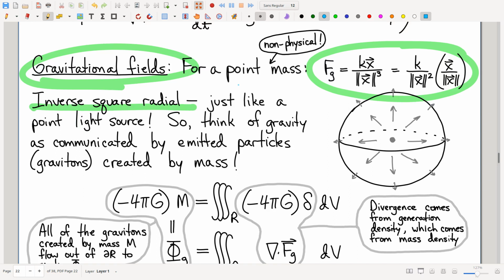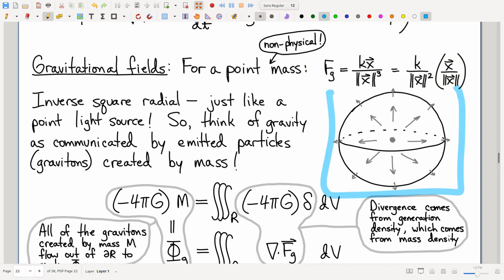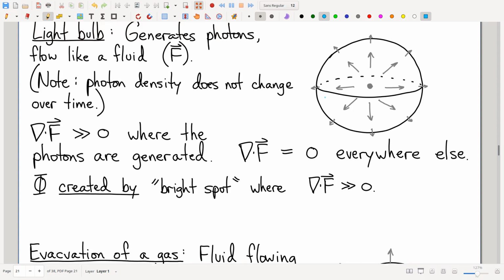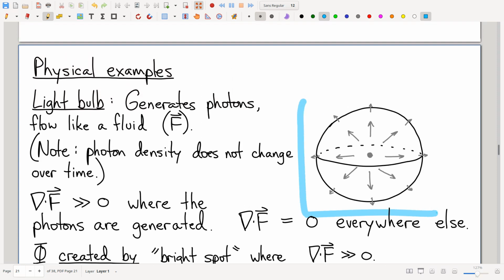Okay. All right, so here's what we're really going to do with this formula. Inverse square radial. Here's a picture of it. And you may notice that picture might look familiar. It is literally exactly the same picture that I drew right here. Structurally, in other words, this vector field of photons forming a fluid flying out of a light bulb, inverse square radial, just like a gravitational field.